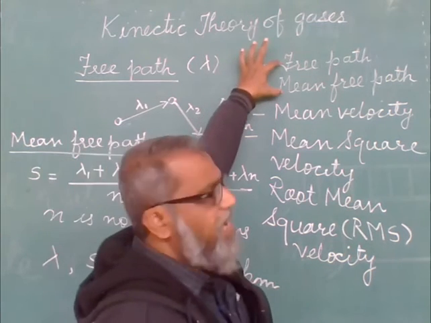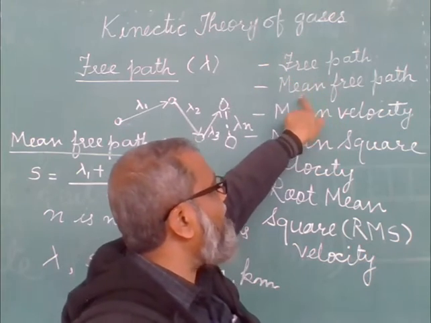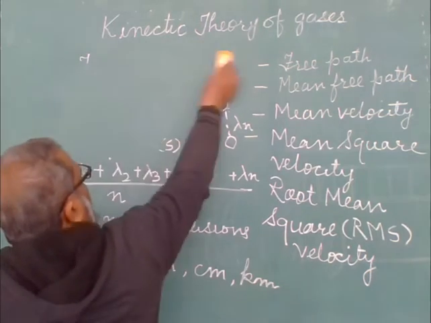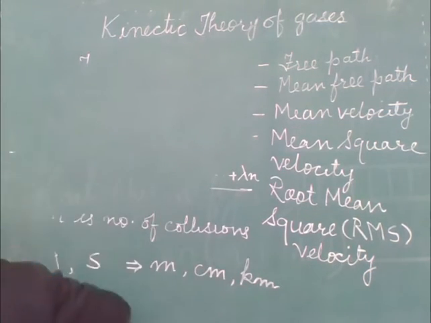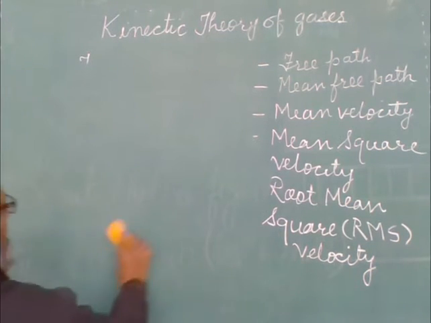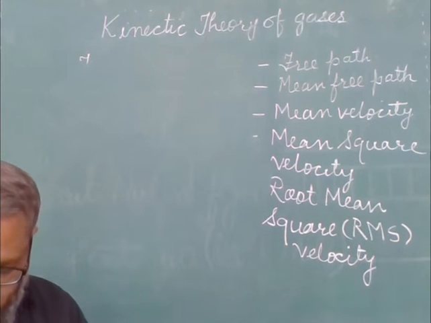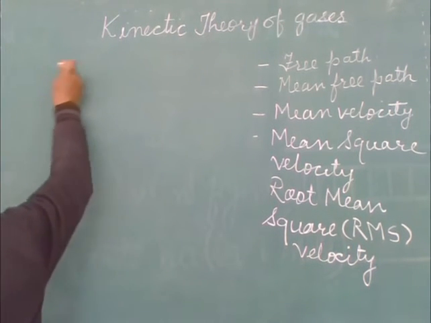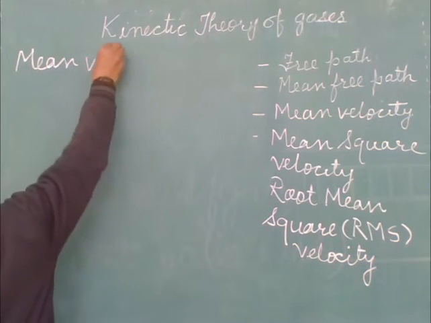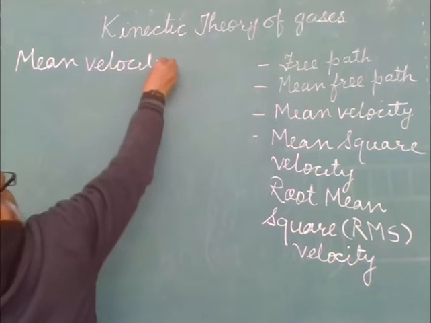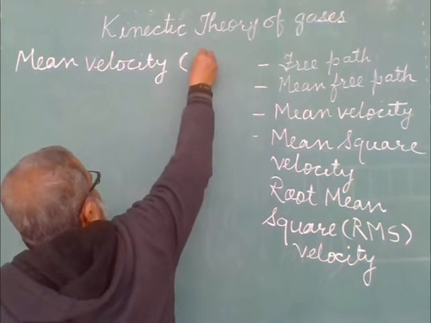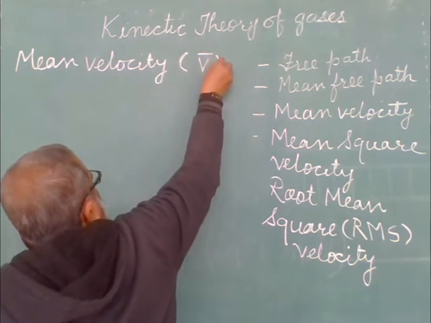So the first two terms we have seen, that is free path and mean free path. Now let's go to the next term. The next term is mean velocity. It is represented by the letter C bar, or V bar. According to our textbook, it is V bar.